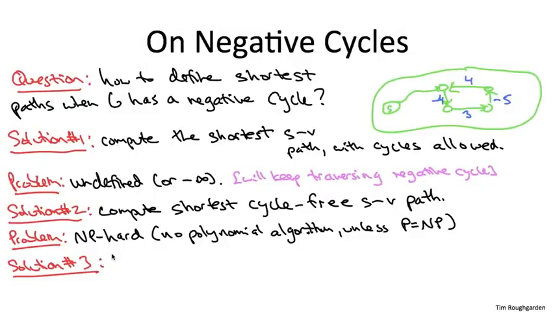Now, I don't blame you if this assumption bothers you, but the good news is, as we'll see, the Bellman-Ford algorithm effortlessly checks whether or not this condition holds. It effortlessly detects a negative cycle in the input graph if one exists.